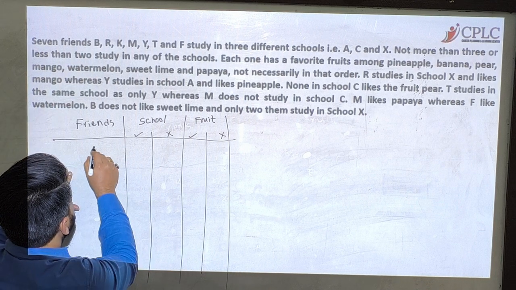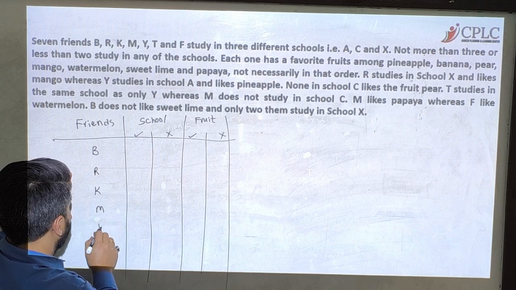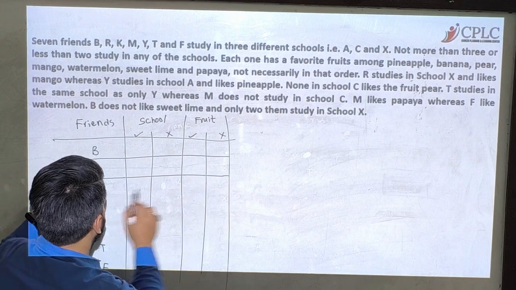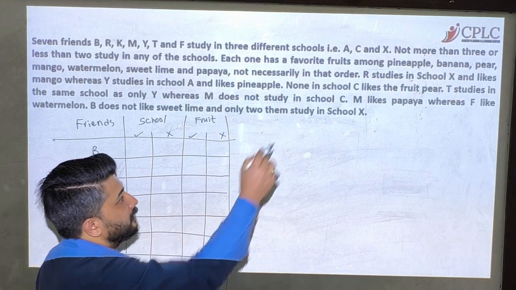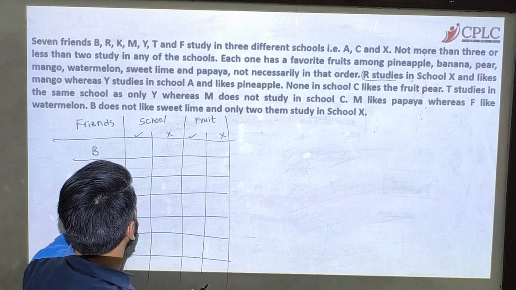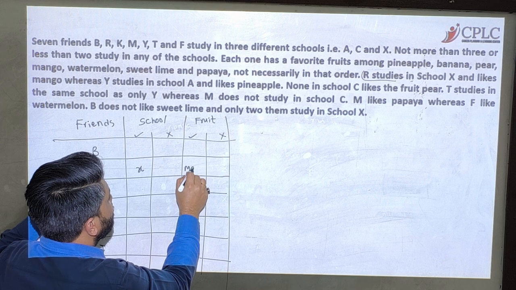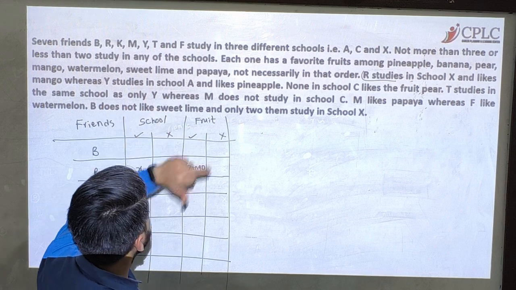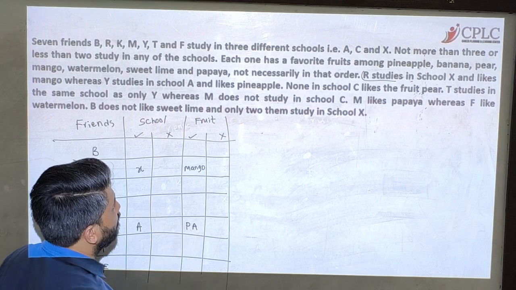So the 7 friends are B, R, K, M, Y, T, and F. These are the 7 friends that we have. So the first point you will see somewhere here says R studies in school X and he likes the fruit mango. So R goes into school X and he likes mango. That's the first data point that we have. Then the second point is Y studies in school A and likes pineapple. So Y goes in school A and he likes pineapple.